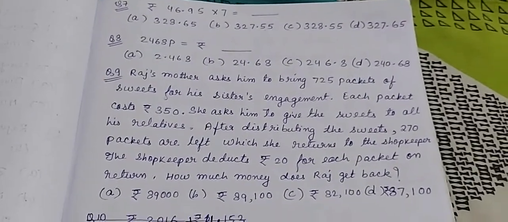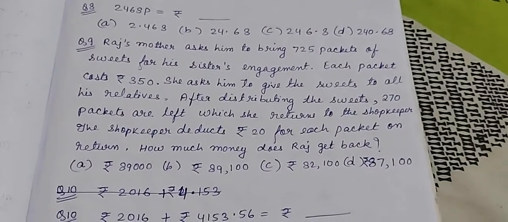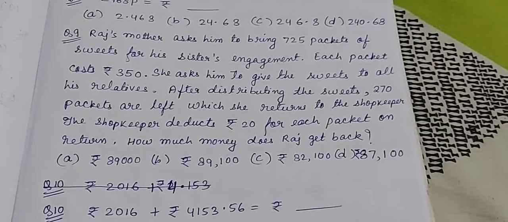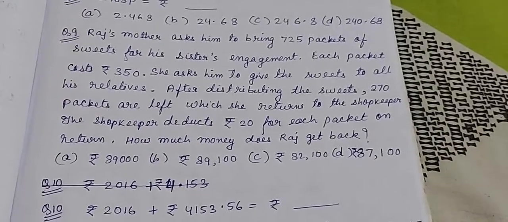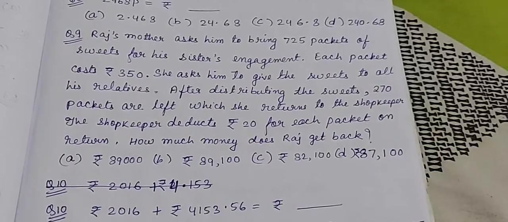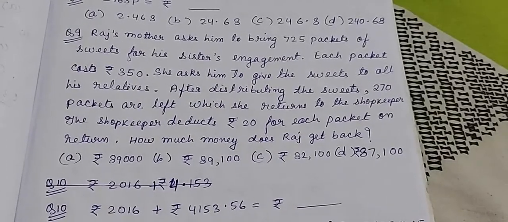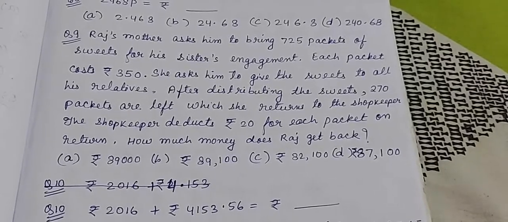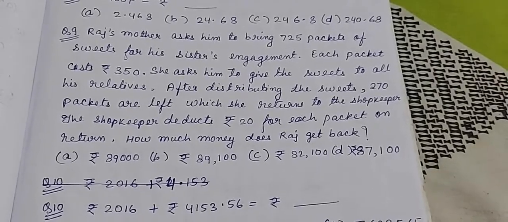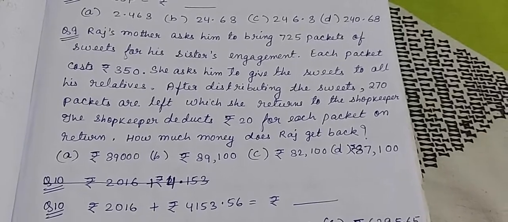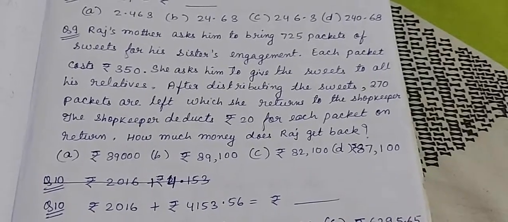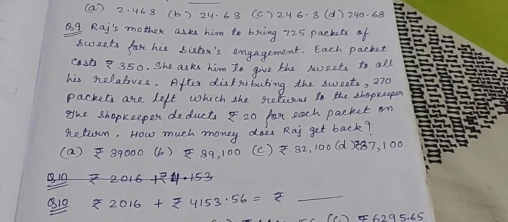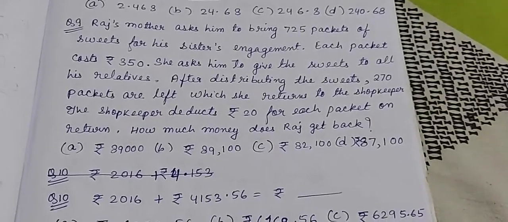Now we come to question number 9. Question number 9 is what? Raj's mother asked him to bring 725 packets of sweets for his sister's engagement. Each packet costs rupees 350. She asked him to give the sweets to all his relatives. After distributing the sweets, 270 packets are left, which she returns to the shopkeeper. The shopkeeper deducts rupees 20 for each packet on return. How much money does Raj get back?